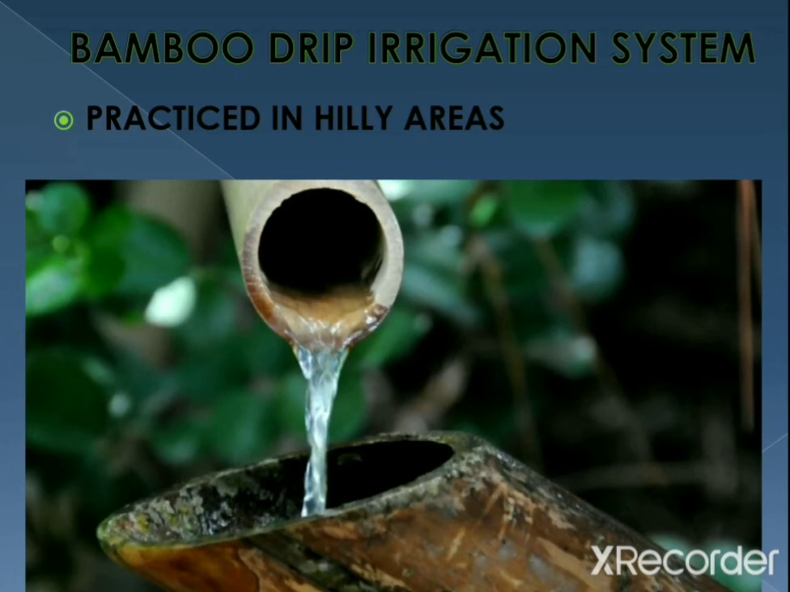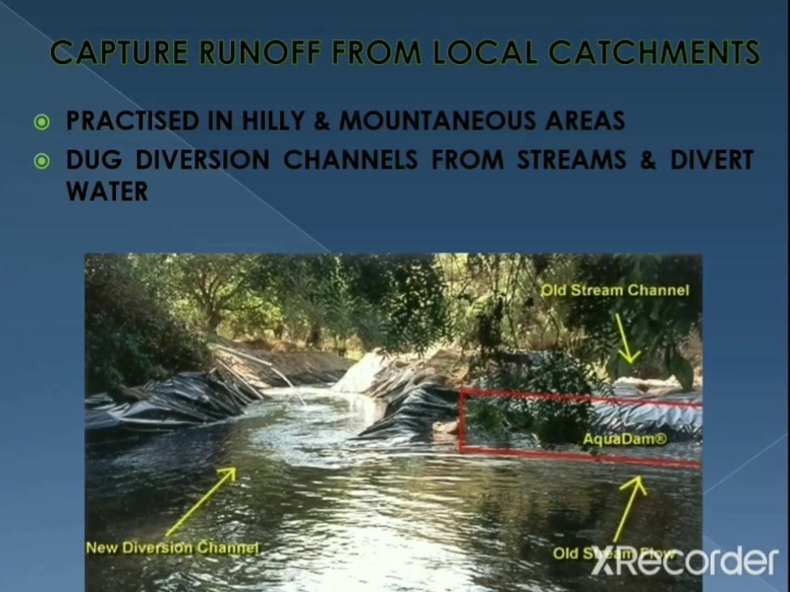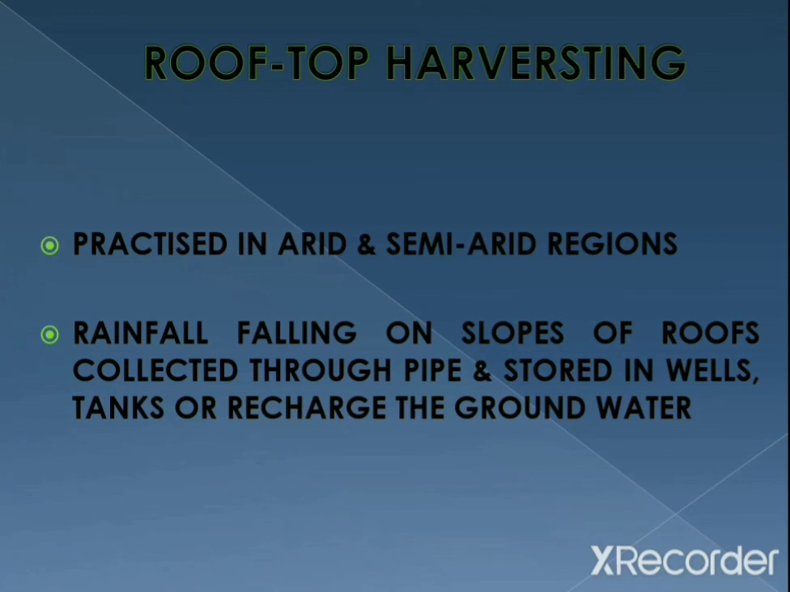The bamboo drip irrigation system is generally practiced in hilly areas, where the water is transported from small perennial sources towards the lower areas. Capturing runoff from the local catchments is generally practiced in hilly and mountainous areas. Digging diversion channels from streams to divert water is a very good method to reduce the amount of flow to lower areas and to provide water to a drought-prone area.